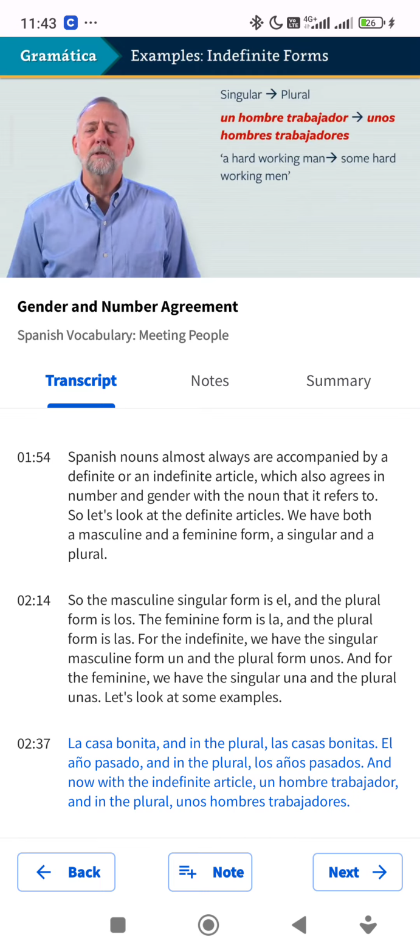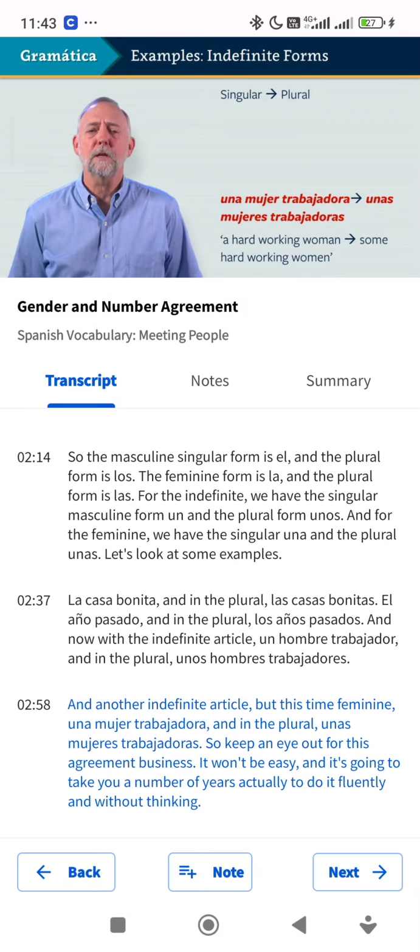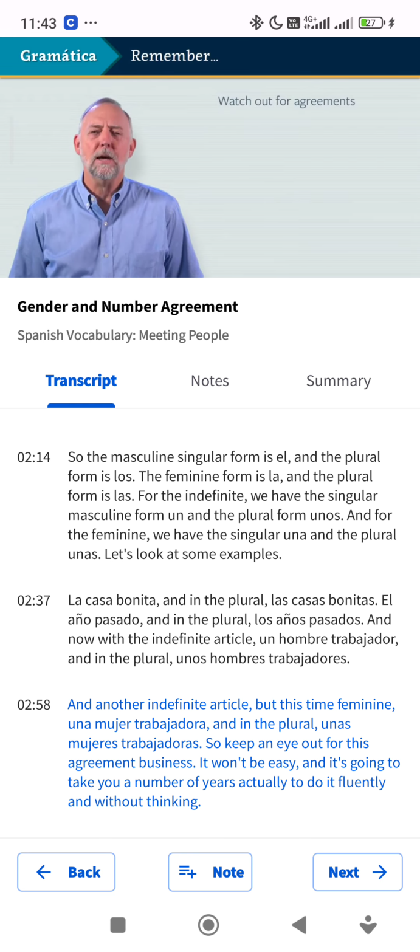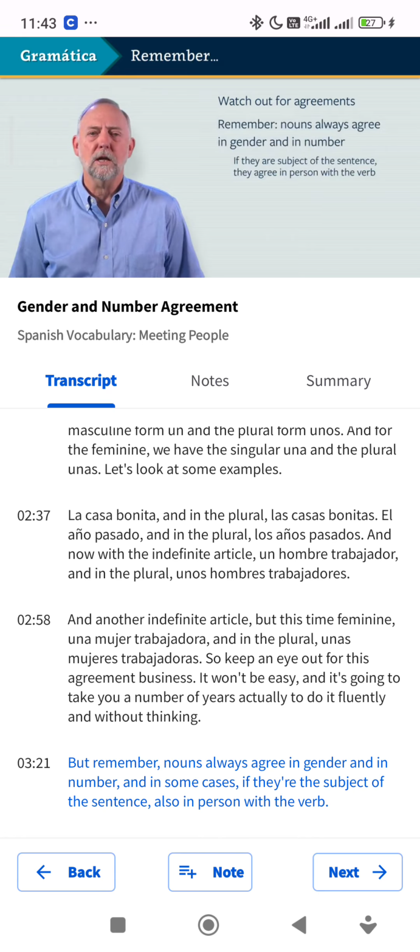And now with the indefinite article, un hombre trabajador, and in the plural, unos hombres trabajadores. And another indefinite article, but this time feminine, una mujer trabajadora, and in the plural, unas mujeres trabajadoras. So keep an eye out for this agreement business. It won't be easy, and it's going to take you a number of years, actually, to do it fluently and without thinking. But remember, nouns always agree in gender and in number, and in some cases, if they're the subject of the sentence, also in person with the verb.